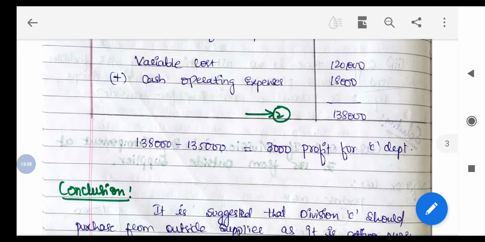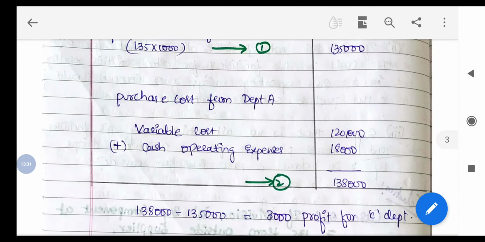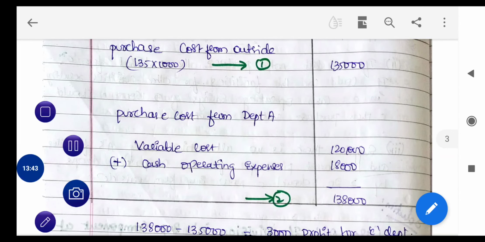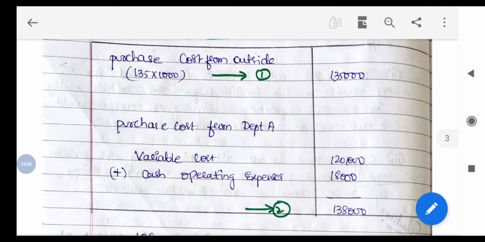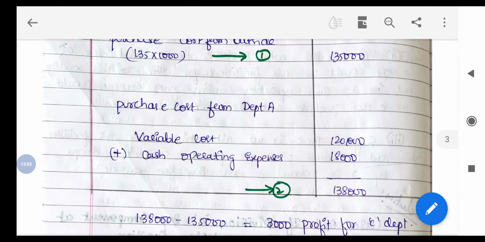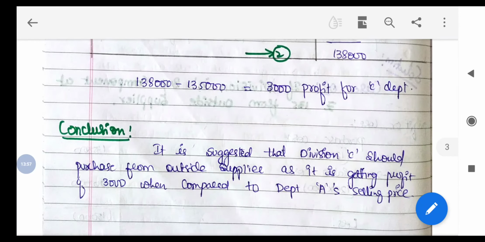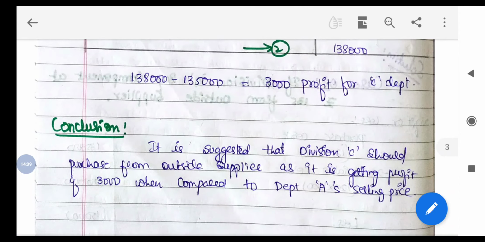So when we compare both of these, 1,35,000 and 1,38,000, if they are purchasing from the outside market, they can save 3,000. Division C can save 3,000 if they are purchasing from the outside supplier rather than from department A. So the conclusion is that division C should purchase from the outside supplier, as it is getting a saving of 3,000 when compared to division A's selling price.